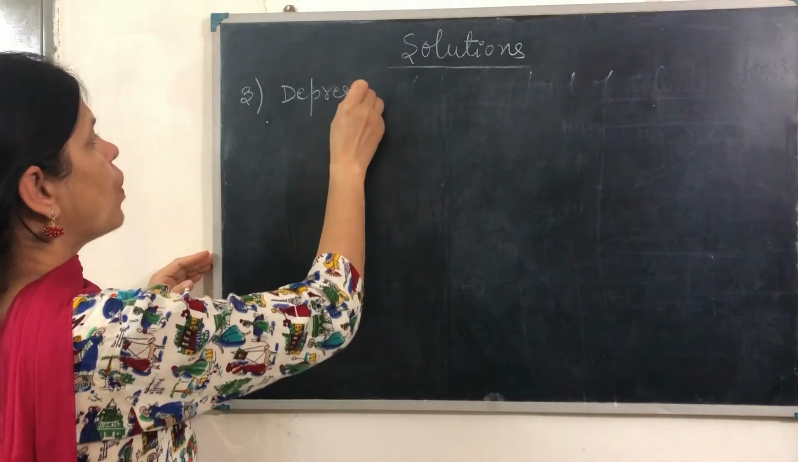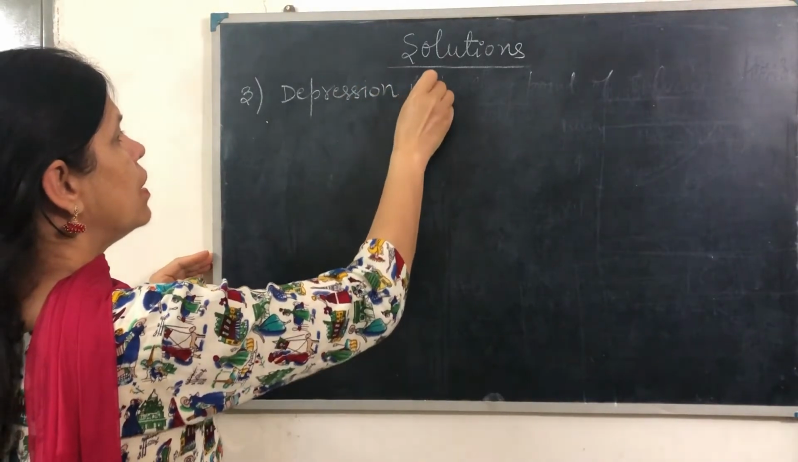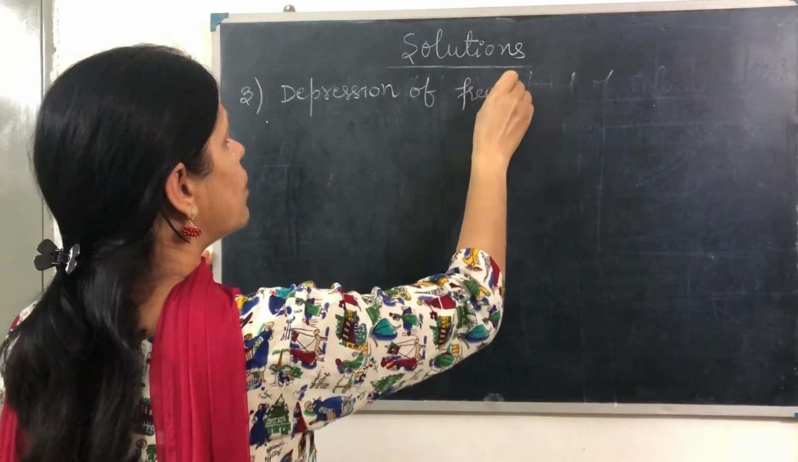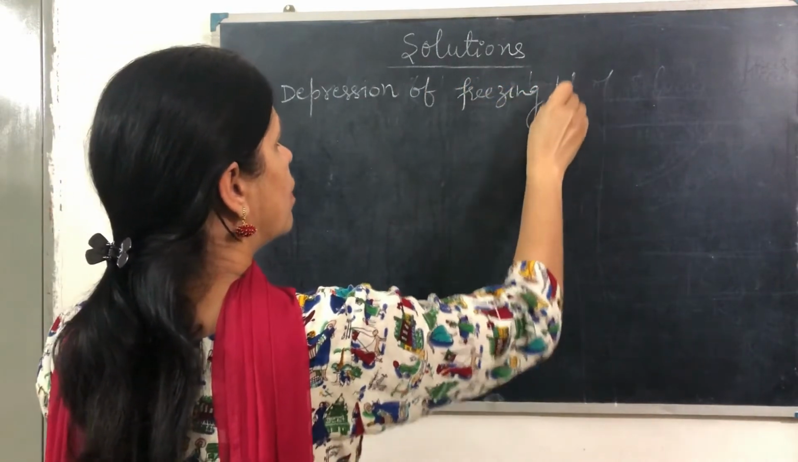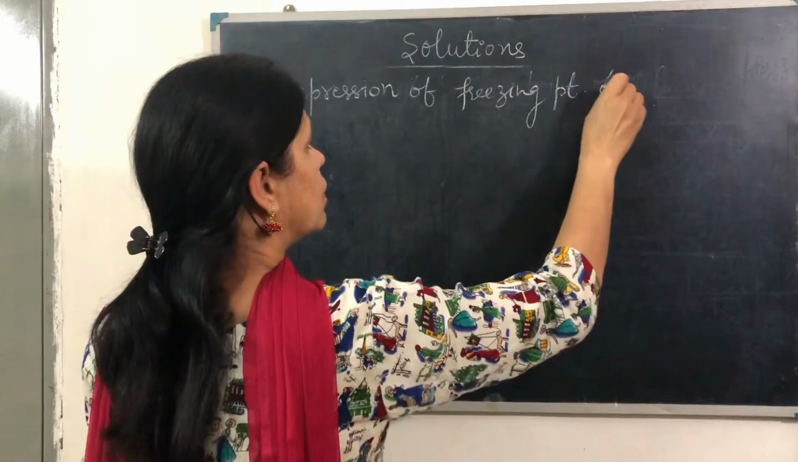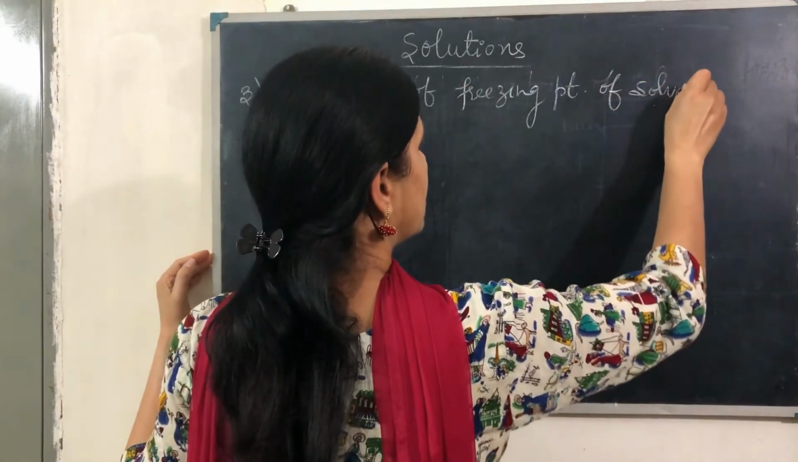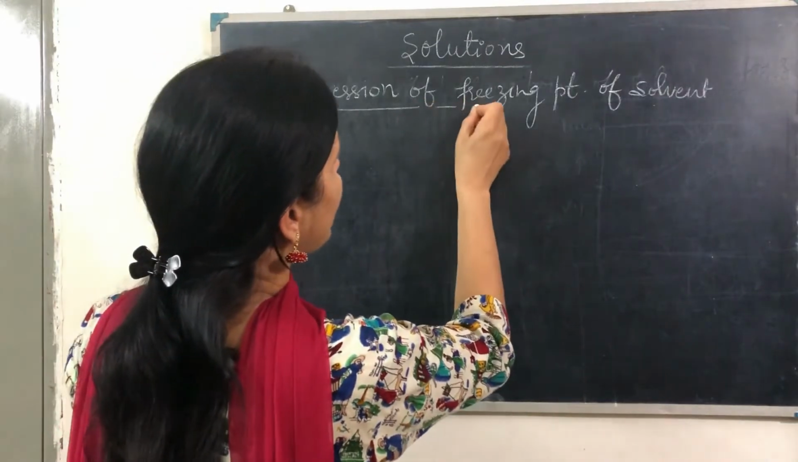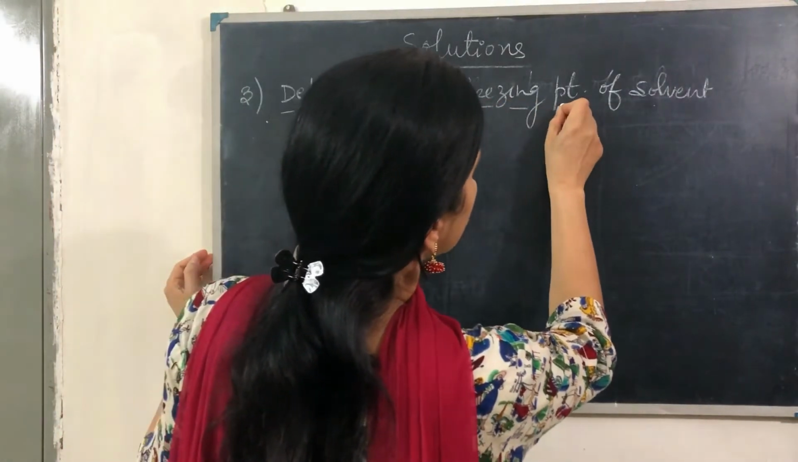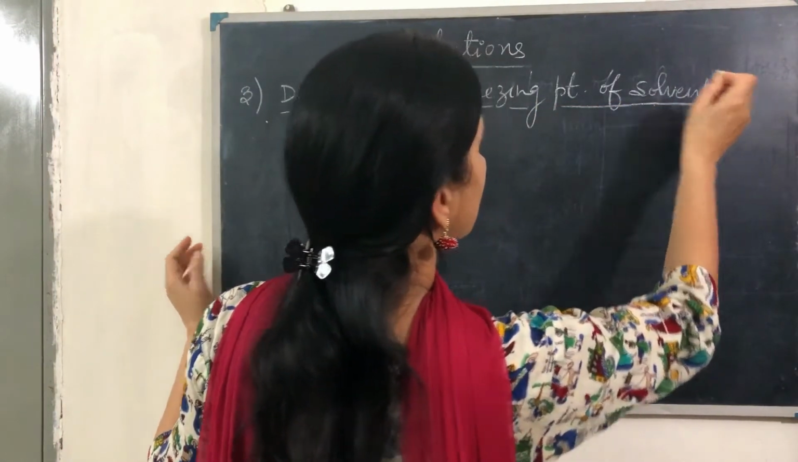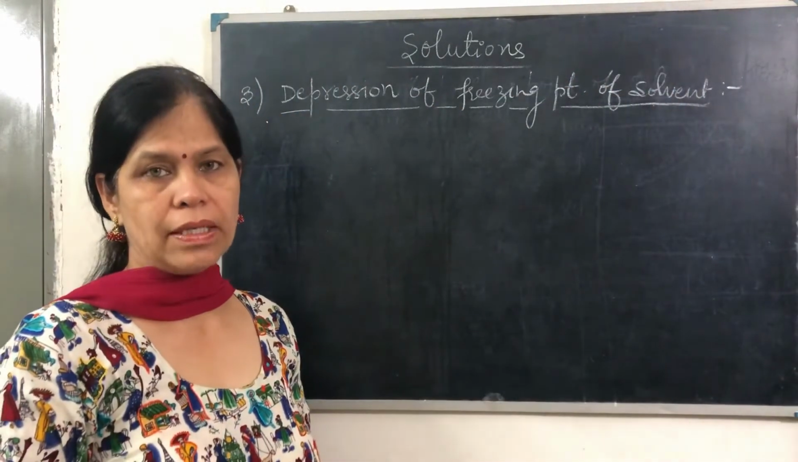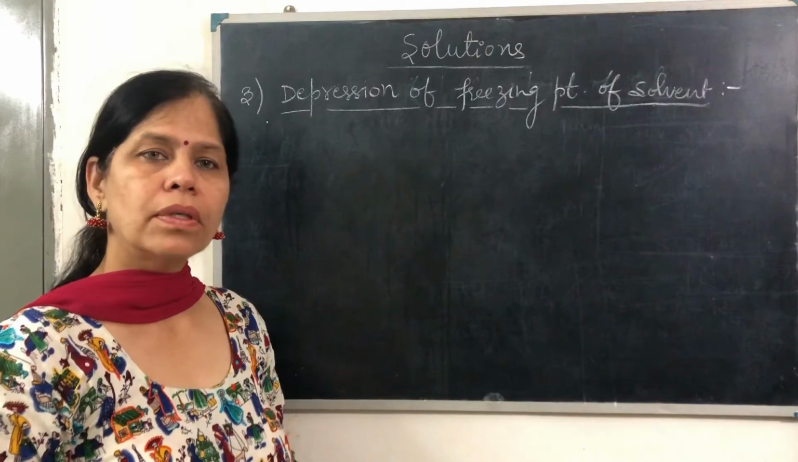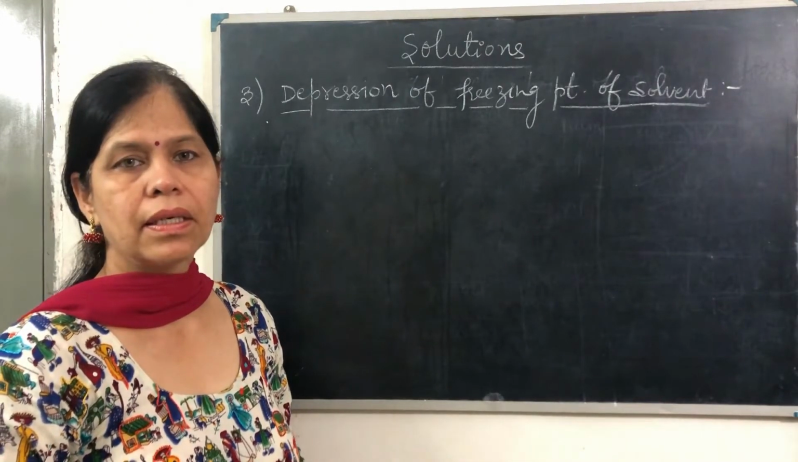Third colligative property is depression of freezing point of solvent. This is not about the depression among the people, it is about depression in the freezing point. Before discussing this, I'll talk about freezing point.